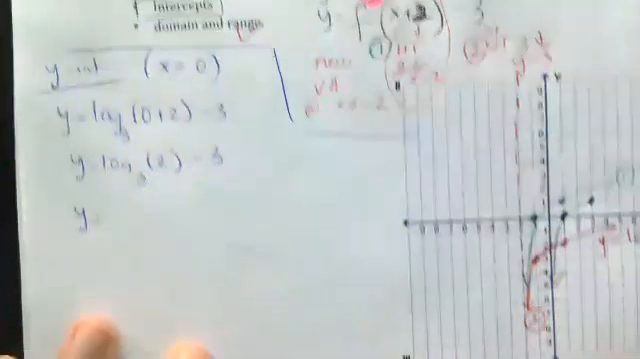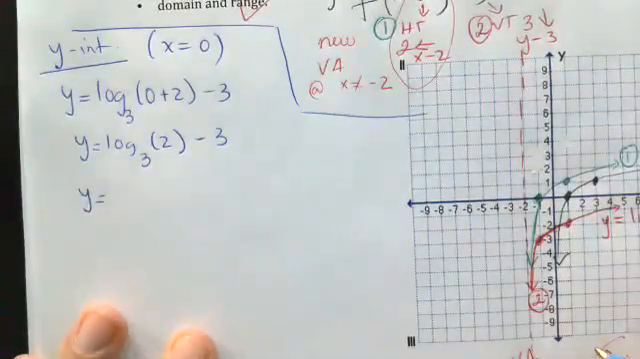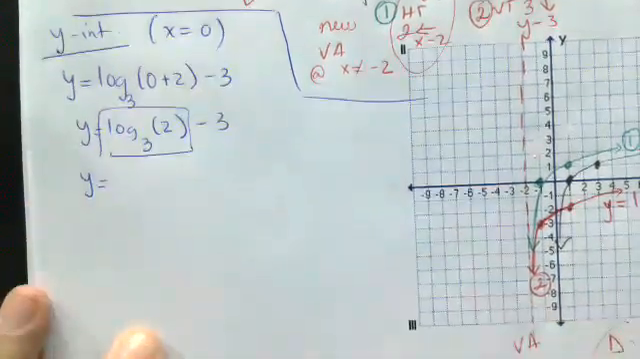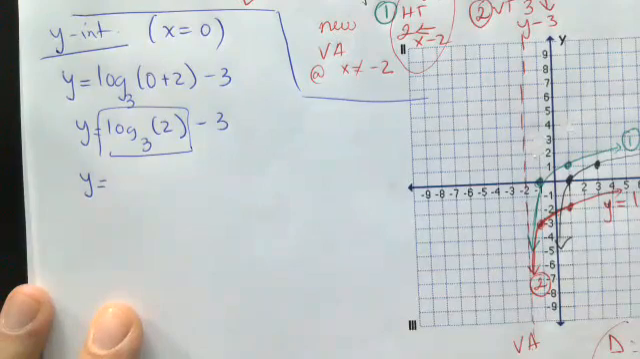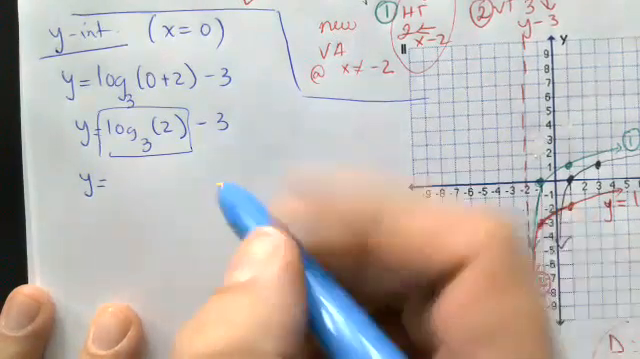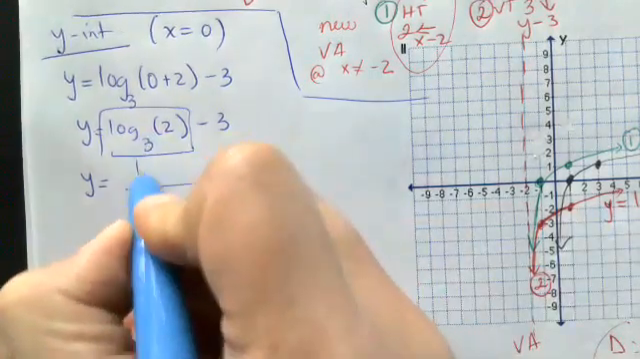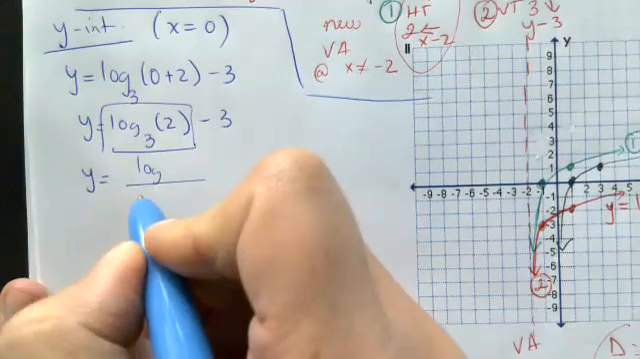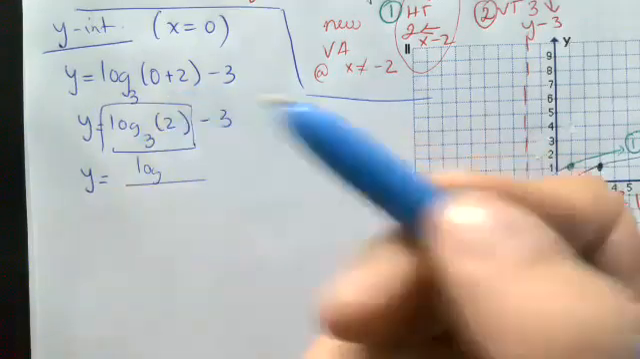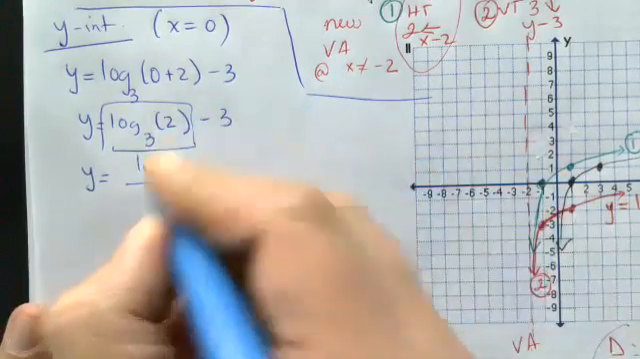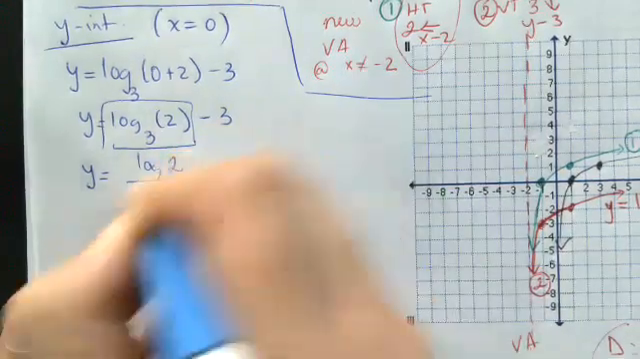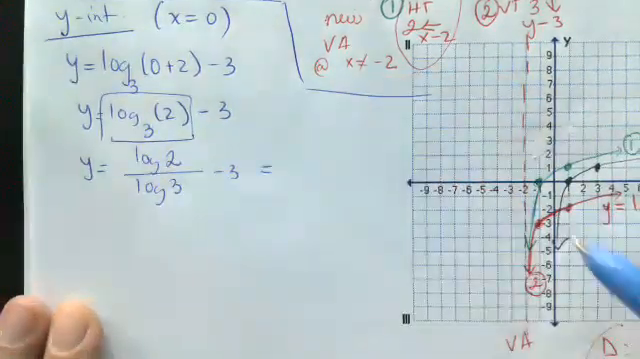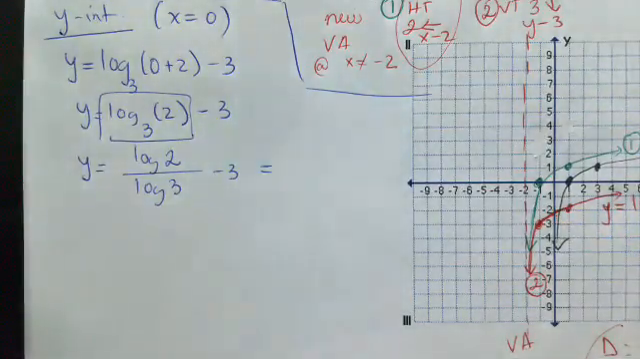Because we need our calculator to calculate this one and see if it makes sense, we're going to convert the log in base 3 of 2 into what type of logarithm? Log of base 10 or log of base e, either or. You have to use the change of base formula, and I guess that's the easiest way. So log in base 10 of 2 divided by log in base 10 of 3, minus 3. Let's see what we get, and let's see if it's around the -2.